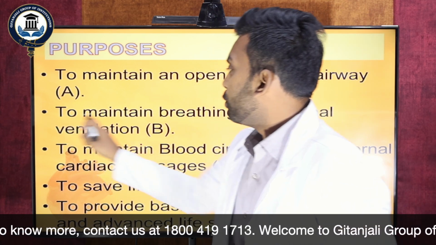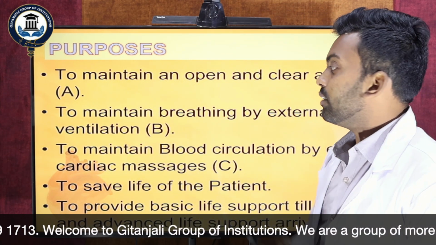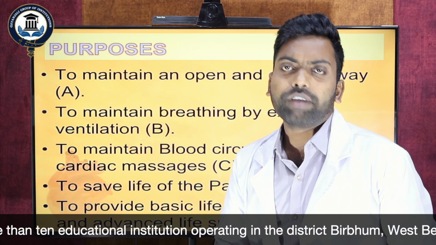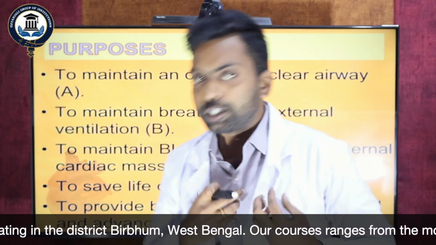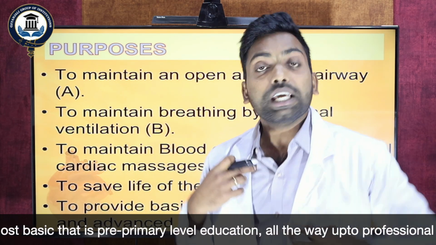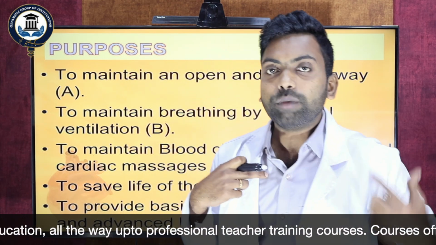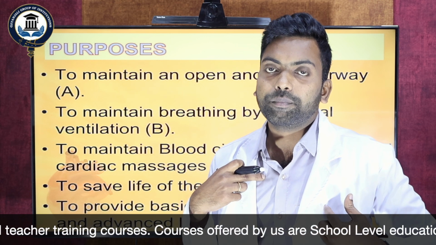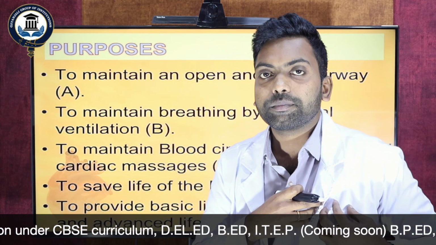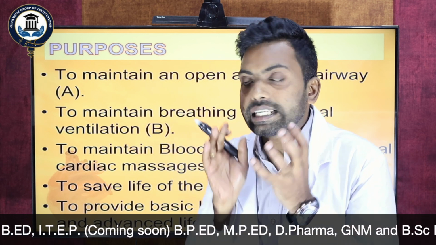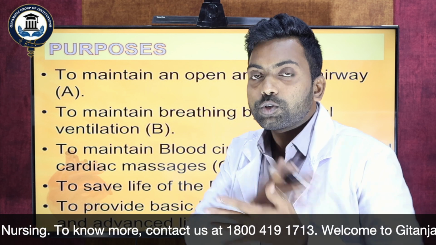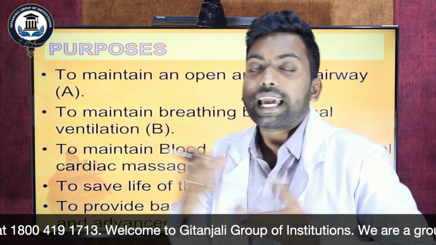The second one is to maintain the breathing pattern by external ventilation. Let me explain the meaning of ventilation. If the heart is functioning properly, automatically the lungs will also work properly. If the lungs are working properly, automatically the heart will also work properly. So when there is a problem and the heart is going to stop, you must go for external ventilation. Whatever you are giving is called external.